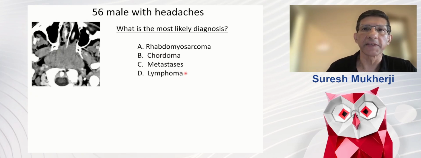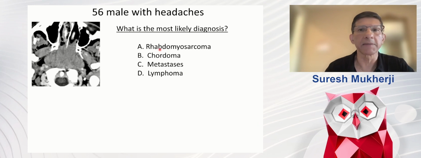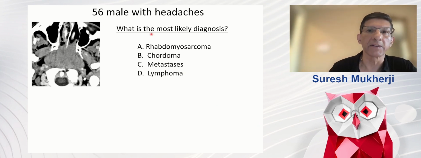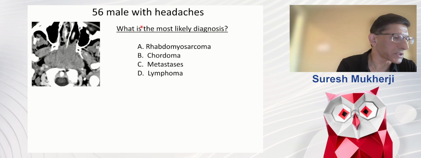So here's the third one. This is a 56-year-old male with headaches. What is the most likely diagnosis? In a 56-year-old, is the most likely diagnosis going to be rhabdomyosarcoma? Is it going to be chordoma? Is it going to be metastases? Or is it going to be lymphoma? What do you think the most likely diagnosis is going to be, given these options?